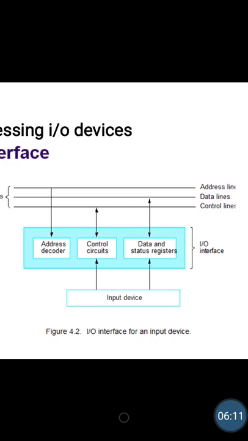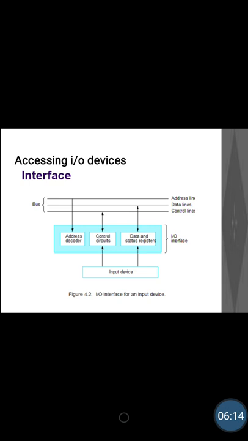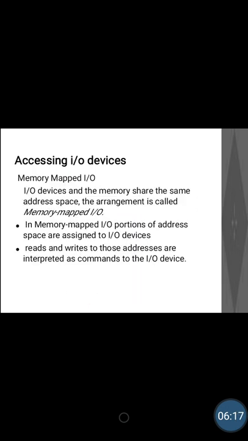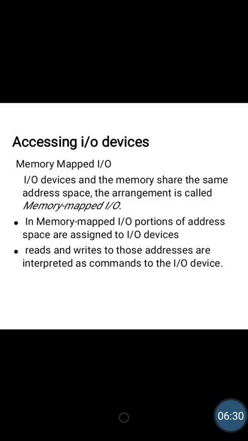So this interfacing or accessing of the I/O is making use of memory mapped I/O. What does it mean? Memory mapped I/O means the input and output devices and the memory both will be sharing the same address space. The same space will be allotted for both input output and memory. That's why it is named memory mapped I/O. Memory and I/O both are mapped on the same space.